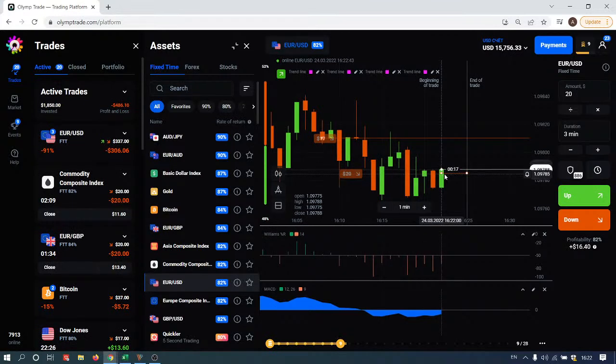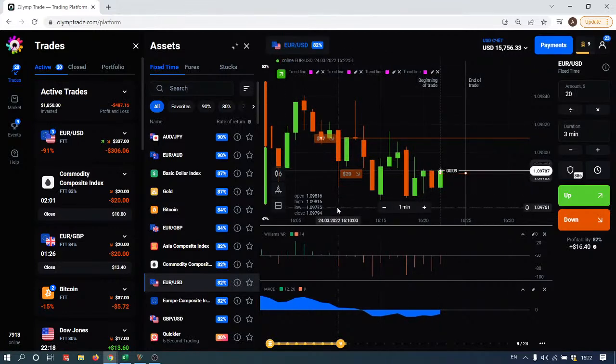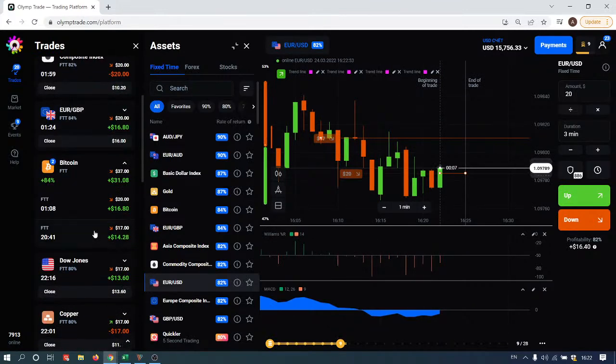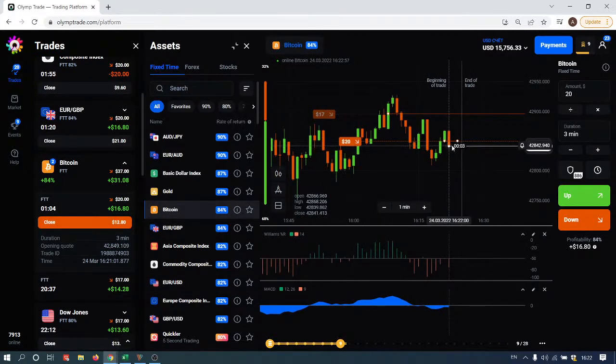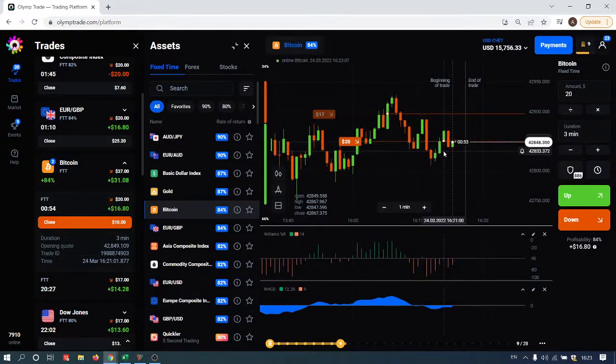And I've just opened another trade on the euro against the US dollar, and this trade is in the downward direction. So my Bitcoin trade, shall I add up here on this trade or no? All right, have a little bit tricky question here.